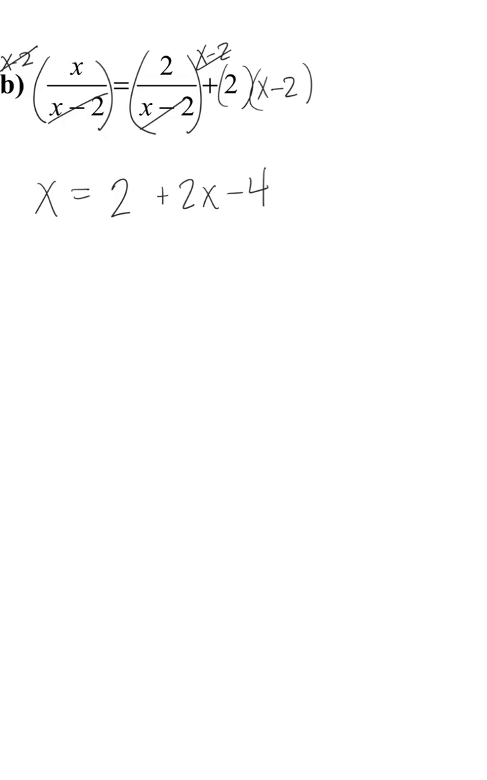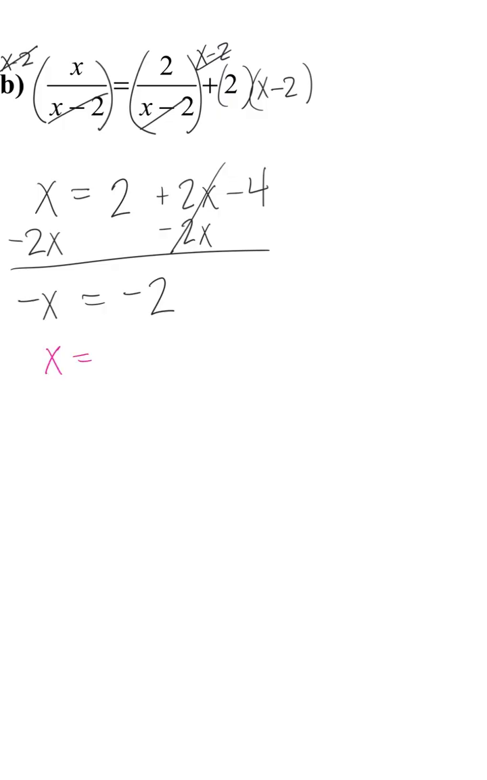So now I'm going to subtract this 2x from both sides. So 1x minus 2x is negative x equals 2 minus 4, which is negative 2. So they both have a negative, so if I multiply or divide either one by negative 1, I get that x is 2.